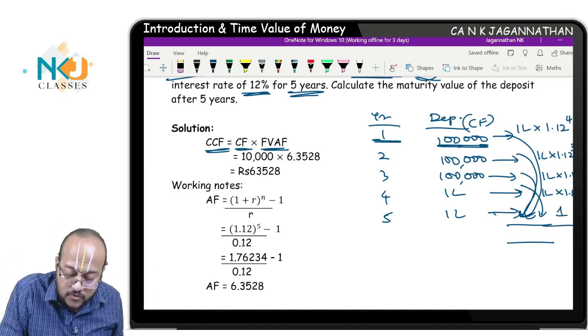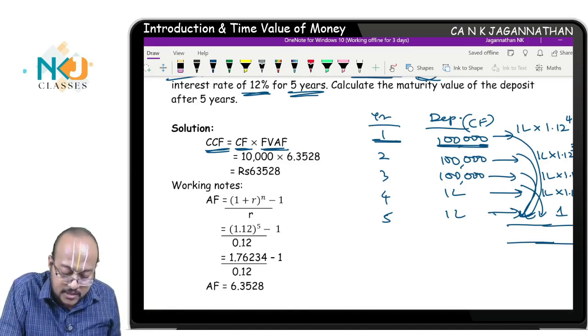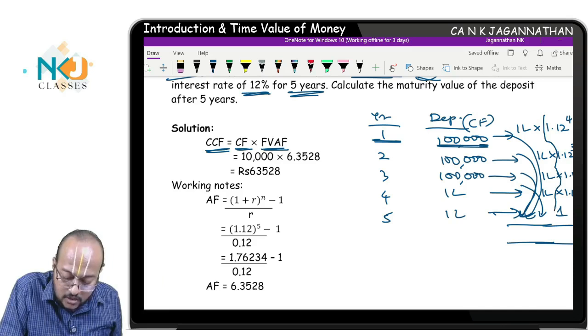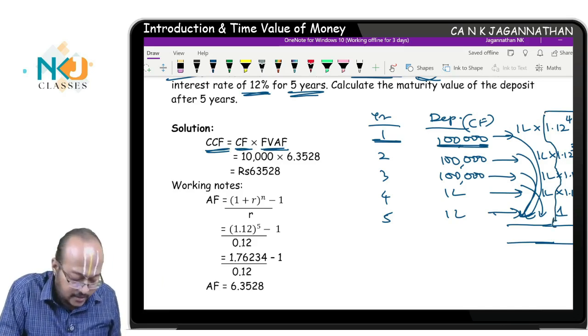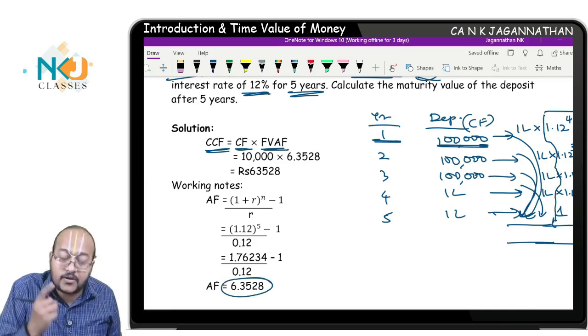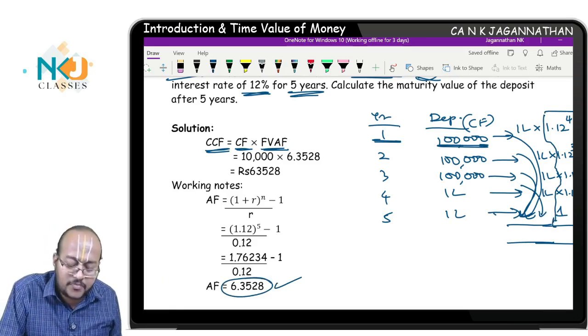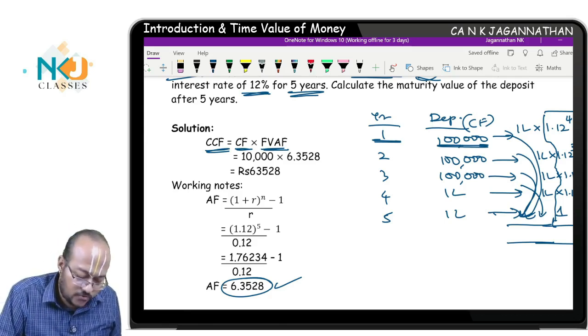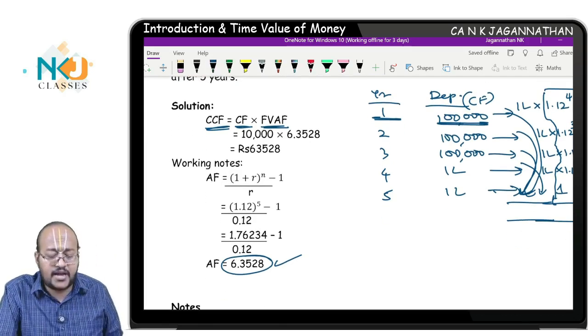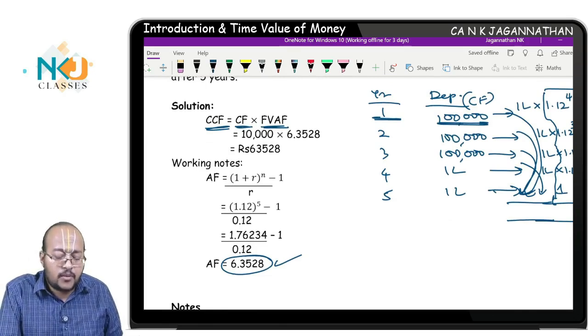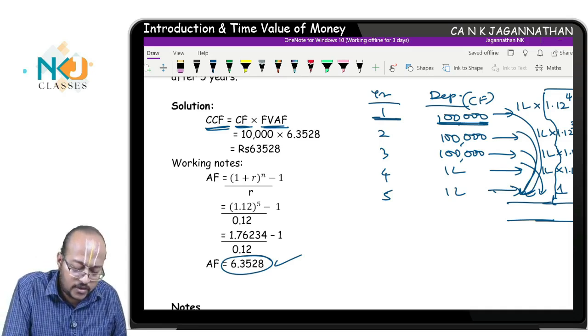Right? So effectively you add all this. This alone, if you add, you will get the future value annuity factor. Correct? That is given as the future value annuity factor, 6.3528. Either you can do that or you can simply calculate like what I told you. How to find it? See, 1 lakh into 1.12 raised to the power 4 plus 1 lakh into 1.12 raised to the power 3. Like this, if you add, you will get it here.